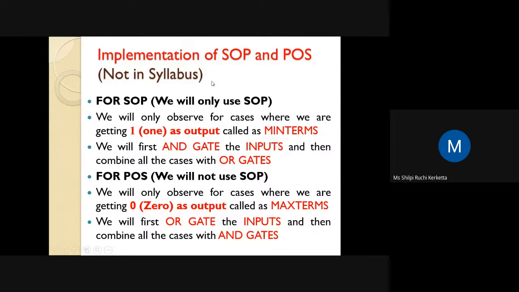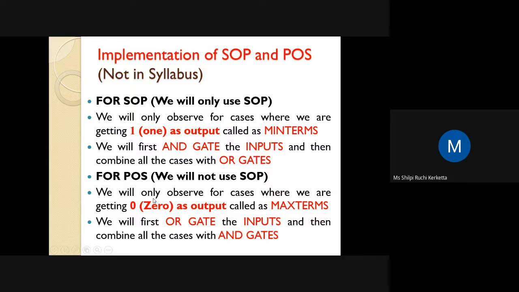So there are rules for sum of product. We have to AND all the inputs, and then wherever we are getting one, we will combine everything with this OR gate, or we will do the summation. So first we will do the products, which is AND gate, and then we will add everything, which is OR gate. Okay, so this is what we are using in sum of products, and we have to observe only the conditions where we are getting the output as 1, and that is also called a min term.